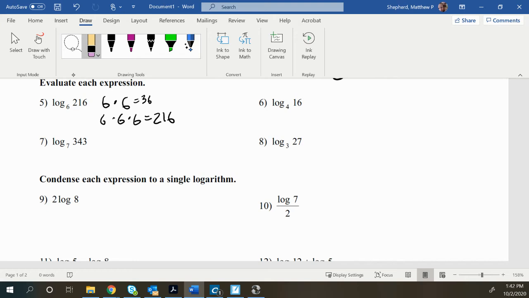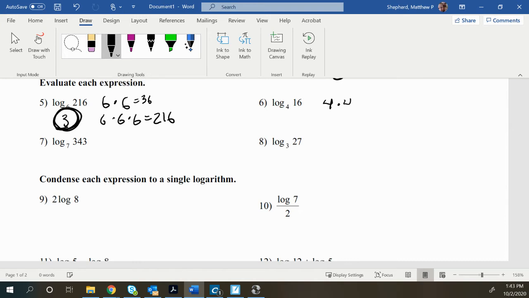Or, well, I should say, the power we're looking for is 3. That's the answer, because that's what the log was asking for. What power of 6 equals 216? Power of 3. Okay? So in the next problem, what power of 4 equals 16?